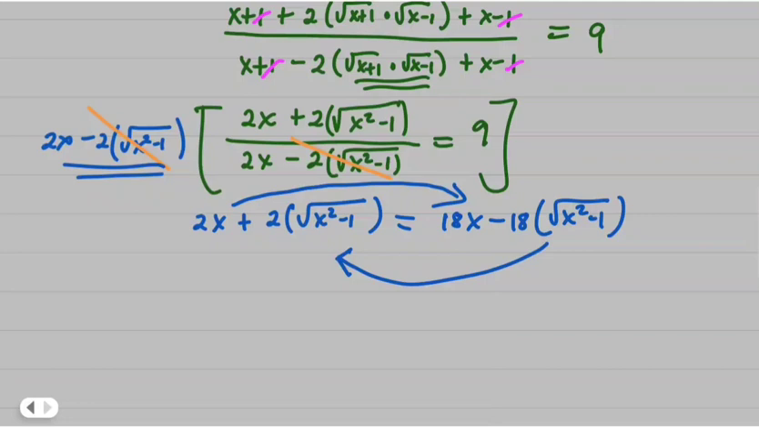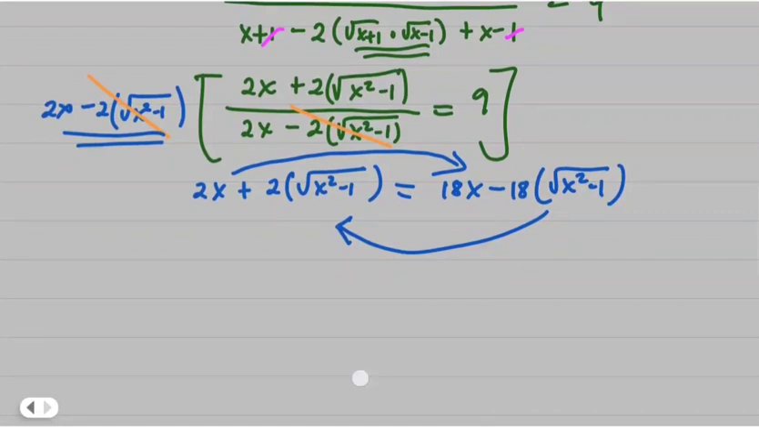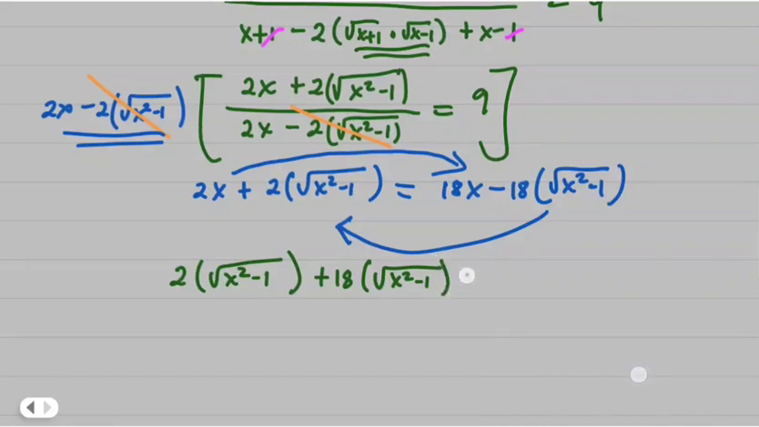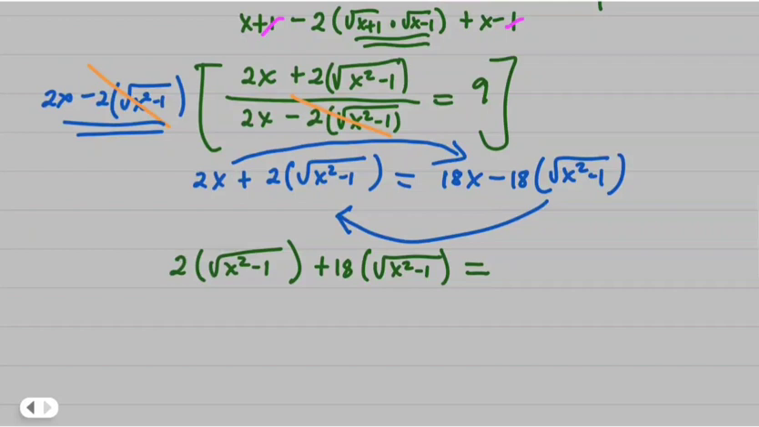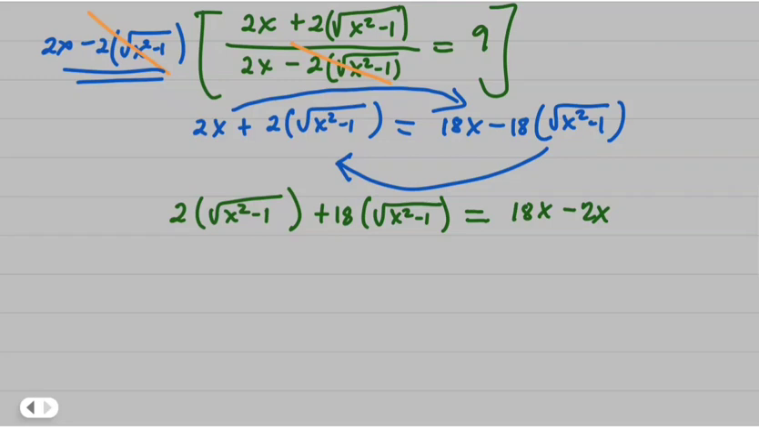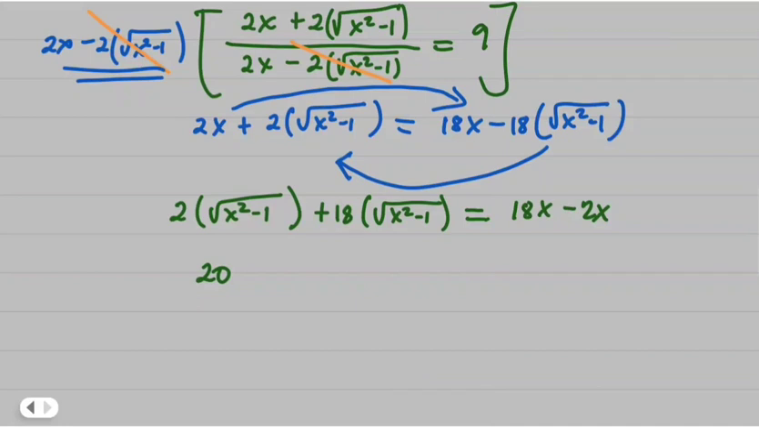So remember the rule for transposition. When we transpose, we change the sign. So first we have now 2 times the quantity square root of x squared minus 1, and then when we transpose negative 18, we now have positive 18 times the quantity square root of x squared minus 1 is equal to, now let's transpose, of course, 2x on the other side. We now have 18x minus 2x. Simplifying this, we now have 20 times the quantity square root of x squared minus 1 is equal to 16x.